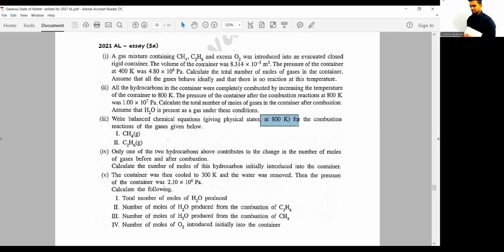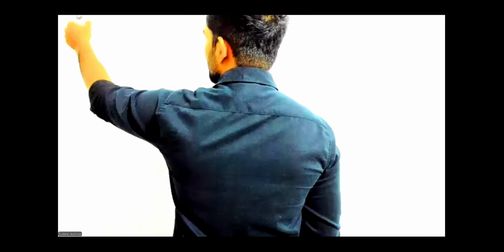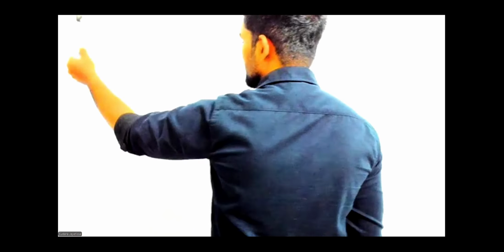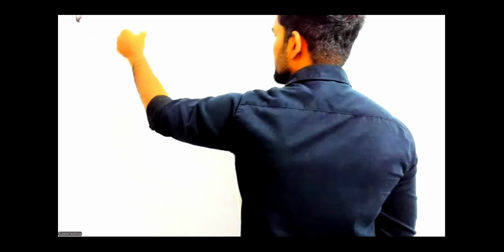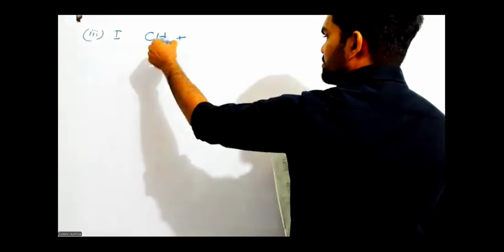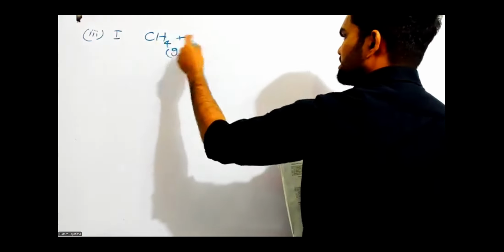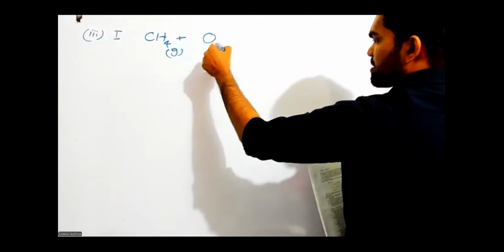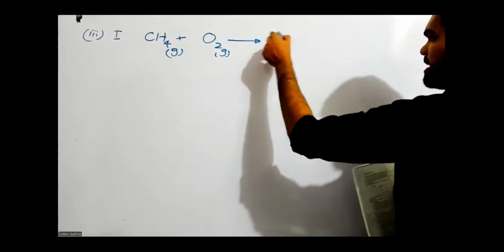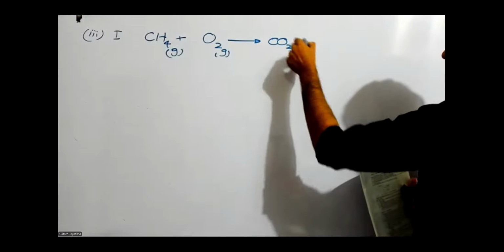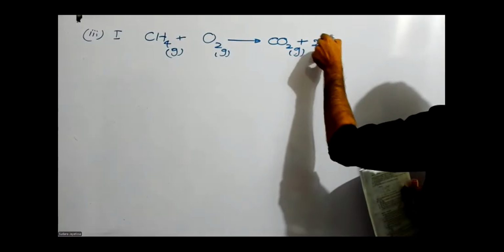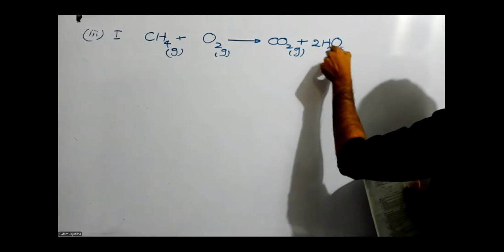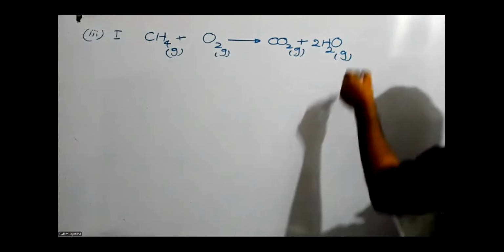Okay, try to understand. So now let's write the two combustion reactions. This also you can easily do. But this is the beginning of that interesting part. So first equation is for CH4. You must include physical states. They are asking CH4 and O2 reacts to form carbon dioxide gas and 2H2O. That also gas because at 800 Kelvin.